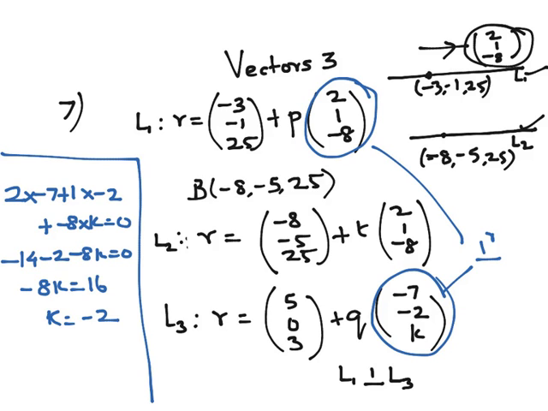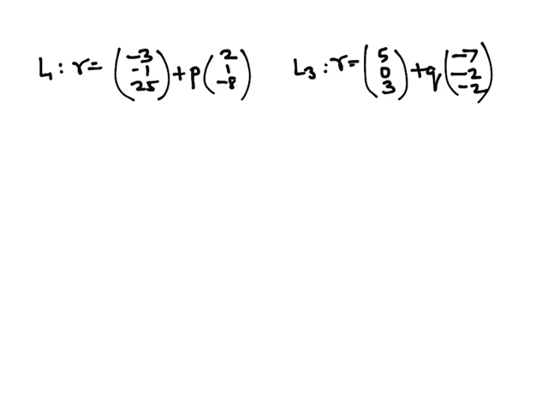Fine. So for the point of intersection of two lines, I need to solve L1 and L3. So okay, let me erase the rest of the questions. Fine. These are the two lines L1 and L3. Now I need to find the point of intersection. The first thing is you need to equate both.